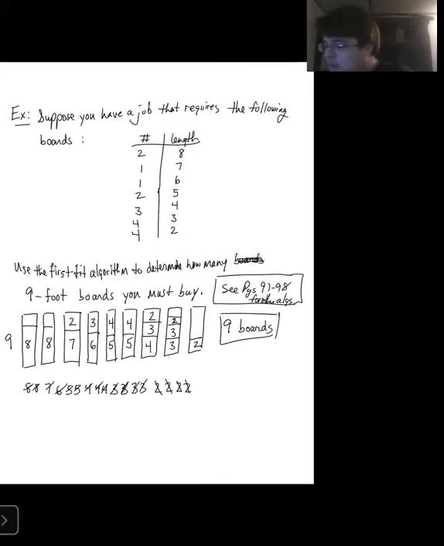And I could also say how much excess wood we have with this. Well, we have this excess 1-foot piece. We have this excess 1-foot piece. We have this excess 1-foot piece. And we have this excess 7-foot piece. So that's 10 feet excess wood.